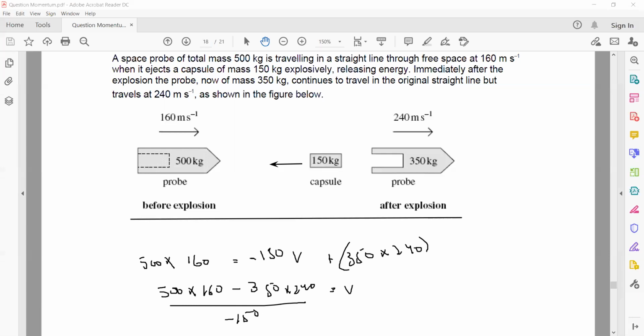When you work out, what's the final answer? 26.67 or 26.7, to three significant figures. So our final answer is positive. It means the direction which we consider for the probe is the correct direction. That's why we are getting a positive answer.